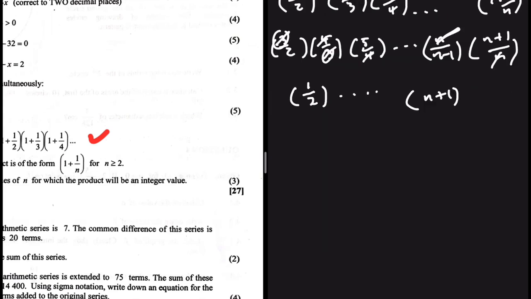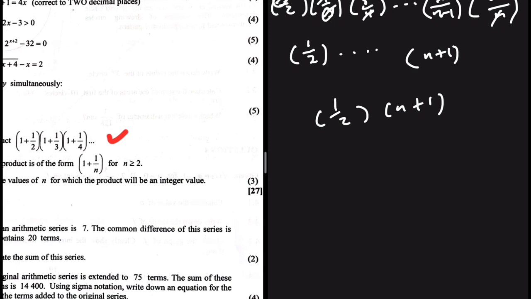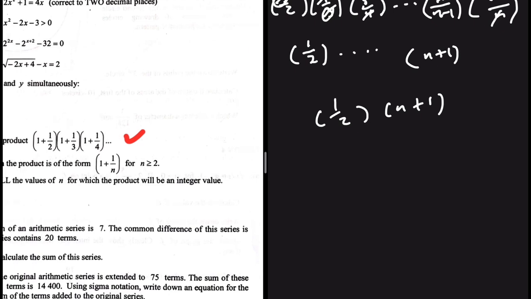So let's see how these two terms behave, 1 over 2 and n plus 1. We want the product to be an integer. An integer is a number that is not a fraction. It's a whole number, right? So when can we multiply these two things and have a whole number? It's when n plus 1 is even.